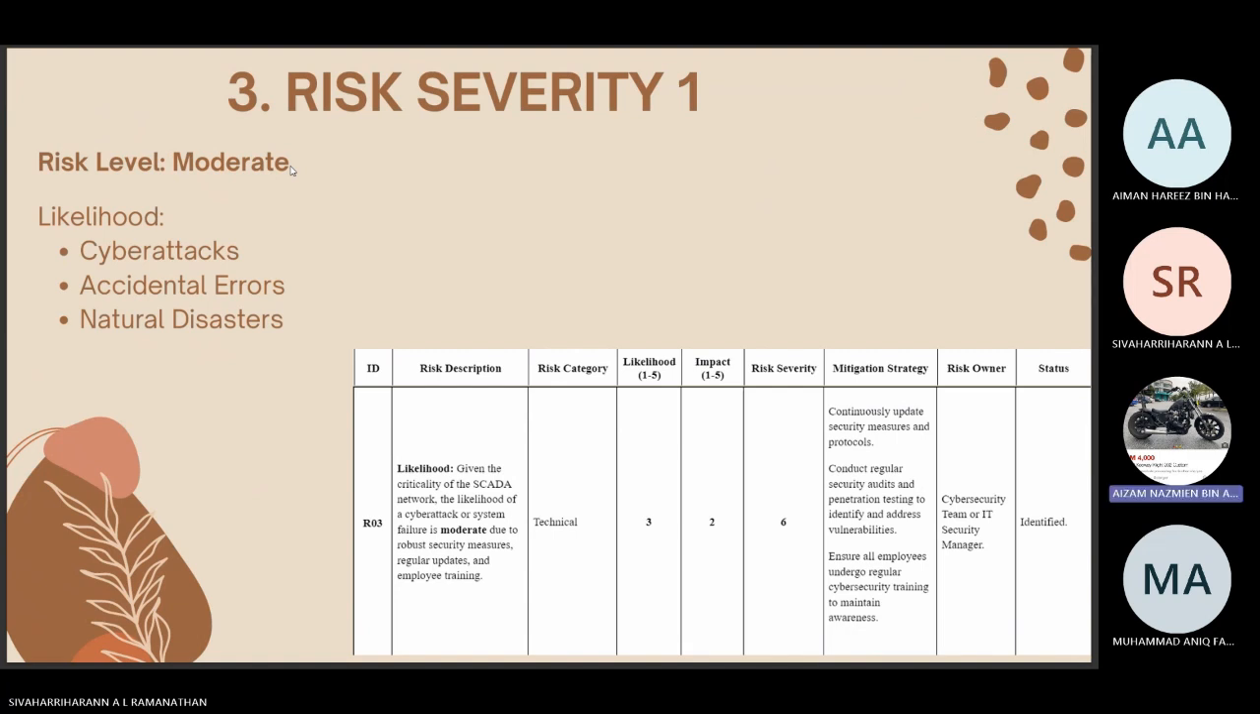Next, we have risk severity. The risk register identifies a technical risk, R03, for the scattered network, with a moderate likelihood of cyber attacks or system failures, to be addressed through robust security measures, regular updates, and employee training. The risk is assessed with a likelihood of 3 and impact of 2, resulting in a severity score of 6. Mitigation strategies include continuously updating security protocols, conducting regular security audits and penetration testing, and providing regular cybersecurity training for employees. The cybersecurity team or IT security manager is responsible for addressing this risk, which is currently identified.